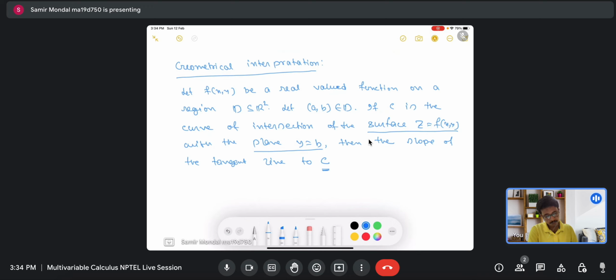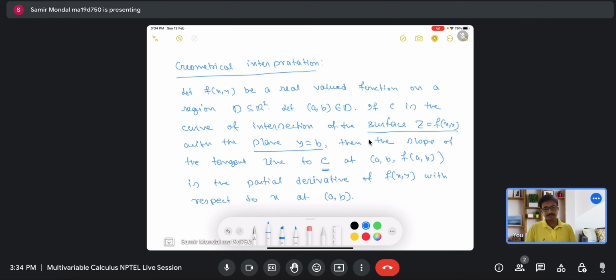So then the slope of the tangent line to C at the point (a, b, f of a comma b) is the partial derivative of f of x, y with respect to x at (a, b). Okay, it's fine. Now we'll go for a few examples.